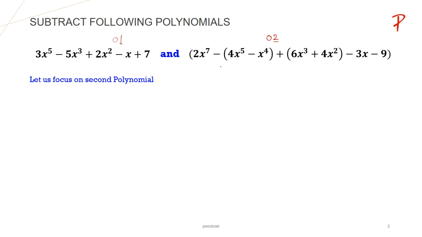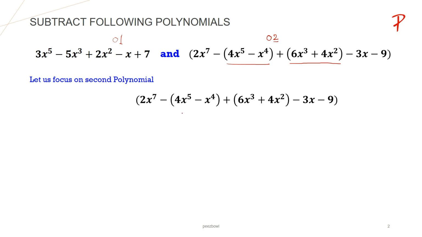Why? Because in the second polynomial I have this bracket as well. Within the polynomial we have two brackets. So first I need to solve these two brackets before I go for the actual subtraction, right? So how do we simplify this second polynomial? Okay. Here I write the second polynomial.